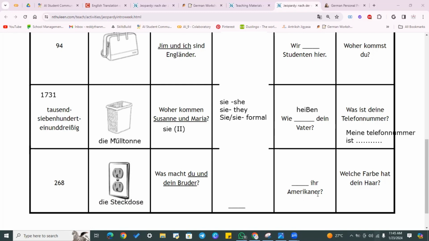Ihr dash American. Fill in with either heißen or sein conjugation. And welche Farbe haben deine Haare? What is Farbe? It means color. What color is your hair?